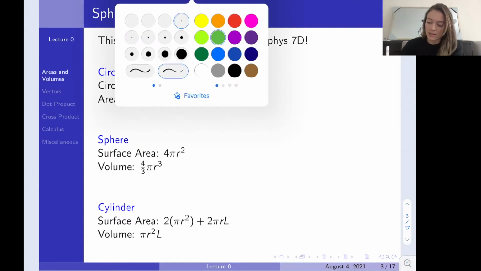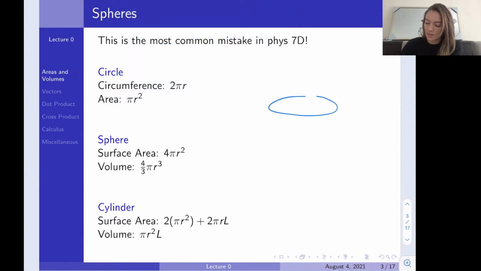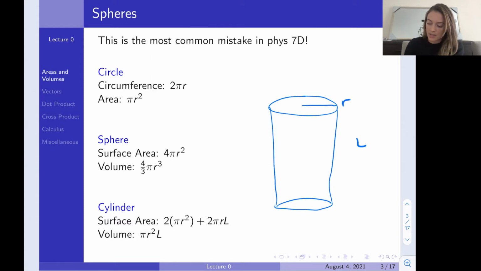So for a cylinder, if I have, let's just say a cylinder here, it has length L and it has radius R. The surface area of this cylinder will be the surface area of the top and the bottom. So each of those will be pi r squared. So you have 2 pi r squared. And then the side area here will be the circumference of the top circle times the length of the cylinder. So you'll have 2 pi r times L, and you add those two things together, and that's your surface area.